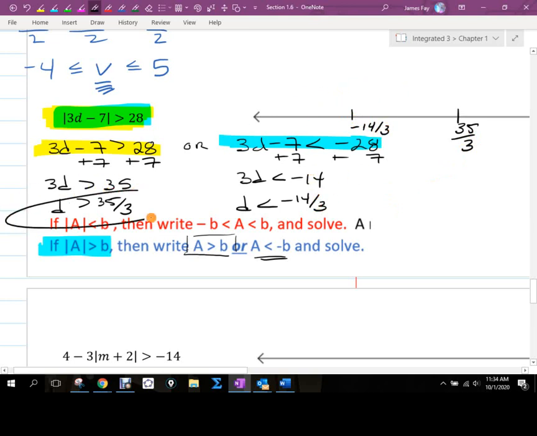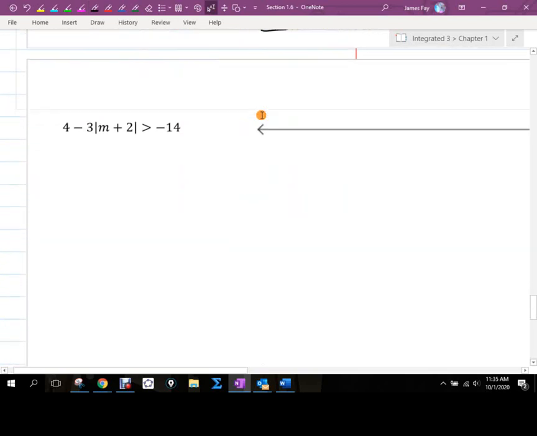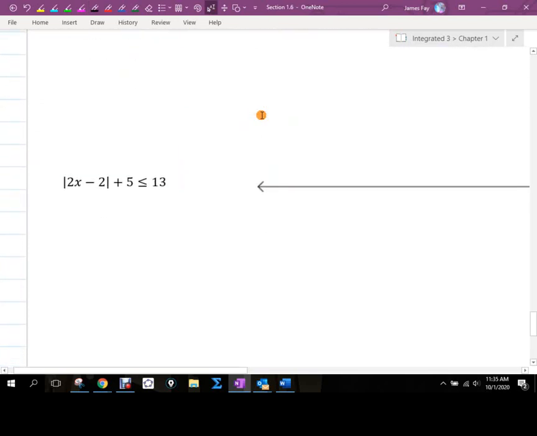And this is saying D is greater than 35 thirds. So I'm going to have an open dot, and I'll shade to the right. And this is saying D is less than negative 14 thirds. So again, another open dot, and shade to the left. All right, in your homework tonight, there's going to be 1 or 2 questions that do something like this.